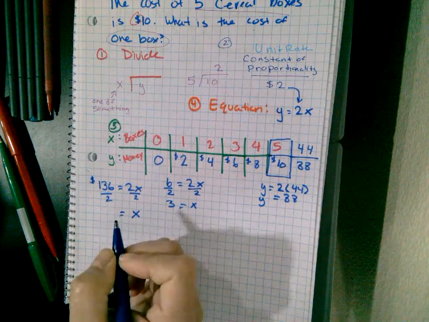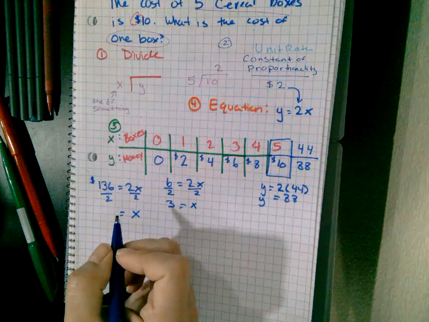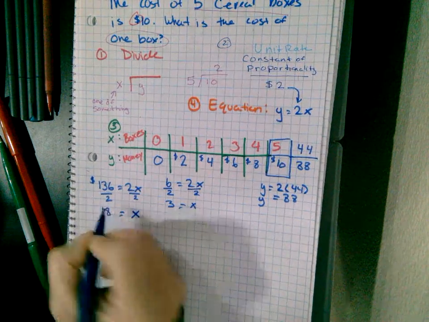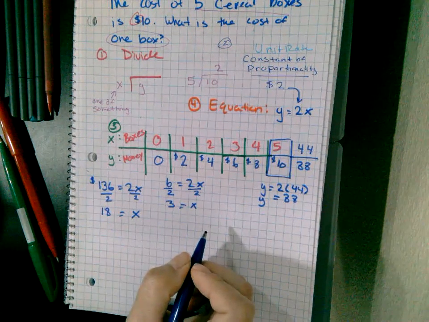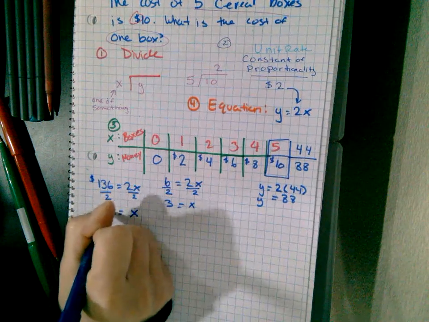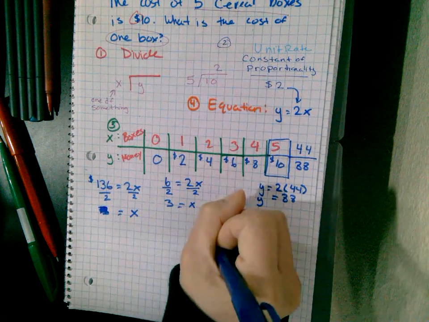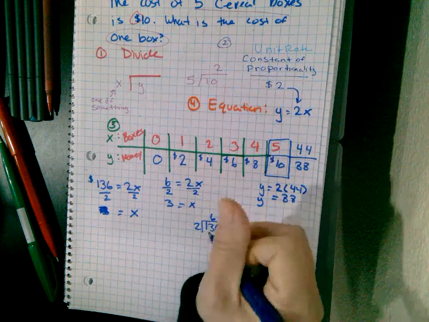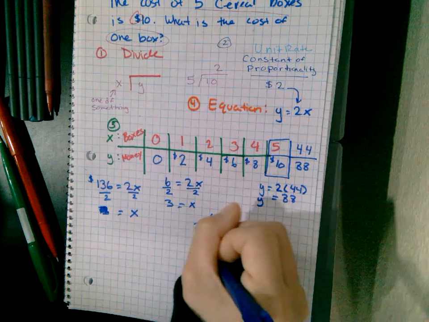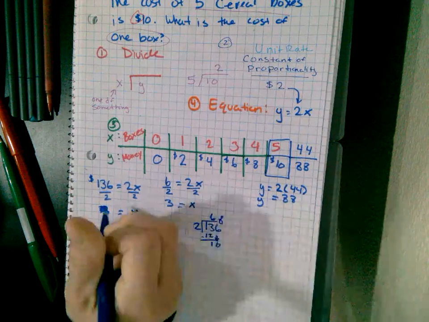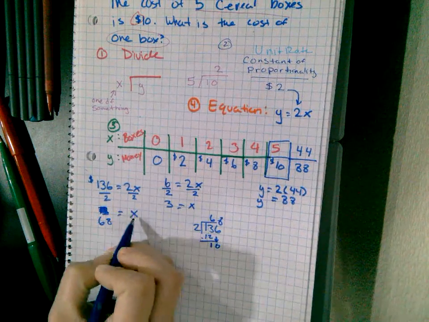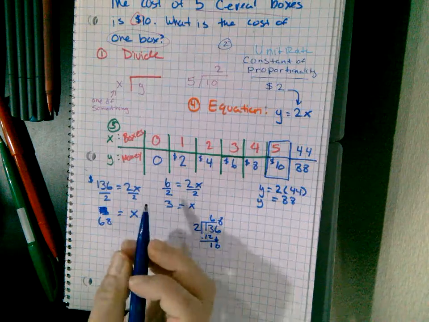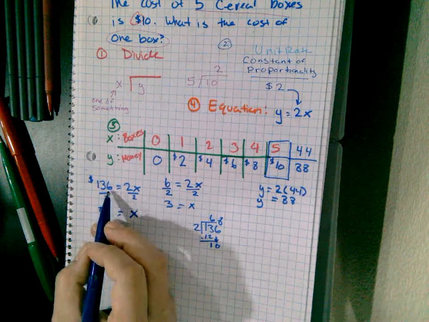Oh, okay, cool. So let's see. That's 6, remainder 1. So that's 16, 18. No, that's not right. That gives you 12, remainder 1, 6, 68. So 68 is equal to x. So that means I can buy 68 boxes with $136.